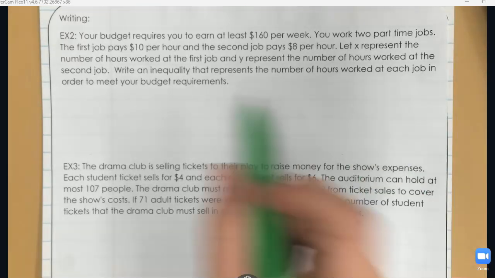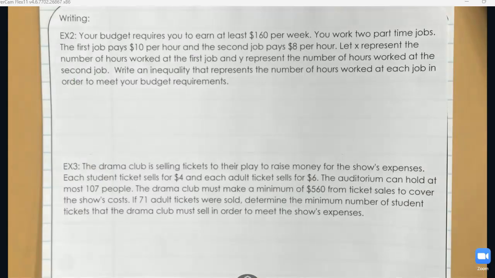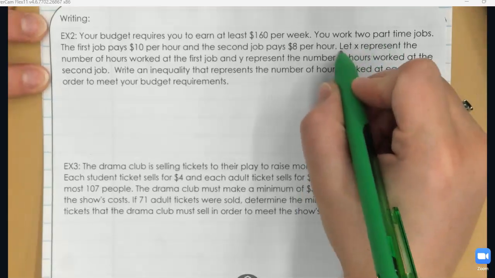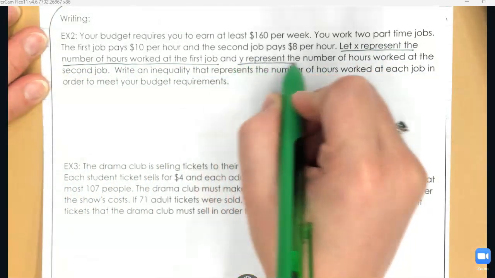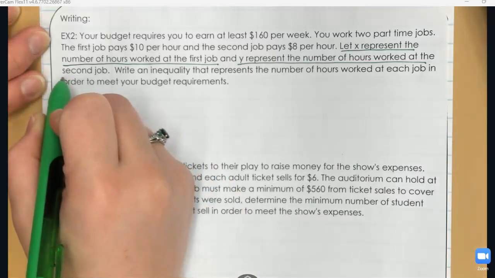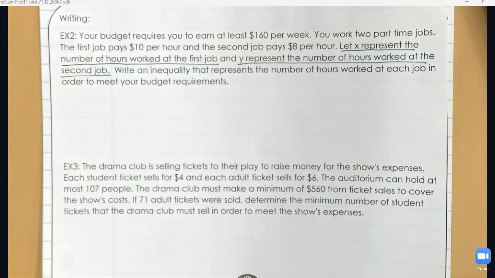Okay. Another skill you're going to be expected to have in this unit is writing an inequality from a situation. So if your budget requires you to earn at least $160 per week, you work 2 part-time jobs. The first job pays $10 per hour, and the second job pays $8 per hour. It tells us to let x represent the number of hours worked at the first job, and to let y represent the number of hours worked at the second job. So our variables are already defined for us.